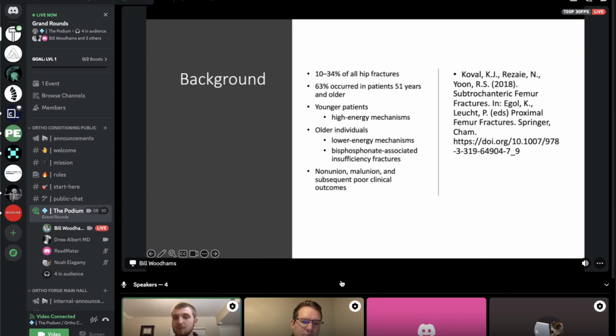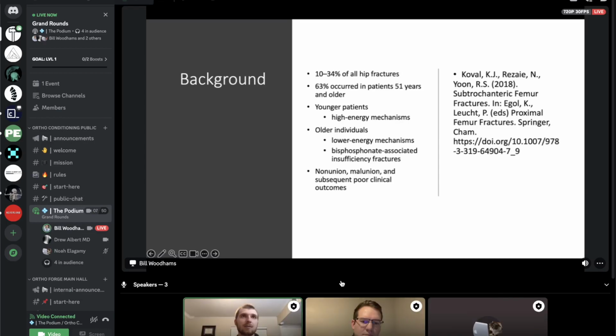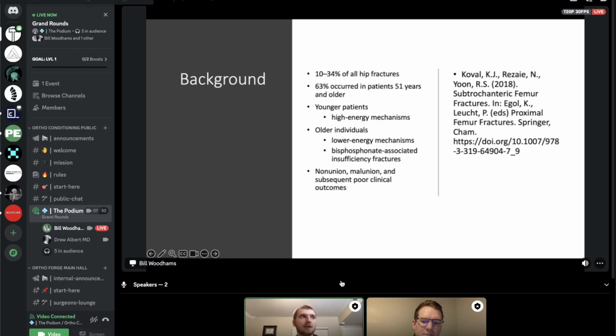So for a background on subtrochanteric femur fractures, they make up about 10 to 34% of all hip fractures, depending on the source you look at, but it's a significant amount. Most of them do occur in your older population. Patients over 51 make up about 2/3 of them. If you're going to get a subtroch femur fracture in a younger patient, it's going to be a higher energy mechanism, so you're going to think of things like car crashes or falls from really high heights. For older individuals, it tends to be a lower energy mechanism. It could be a fall from standing height even, or a bisphosphonate associated fracture as well.